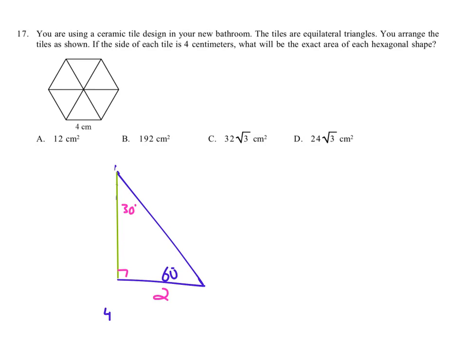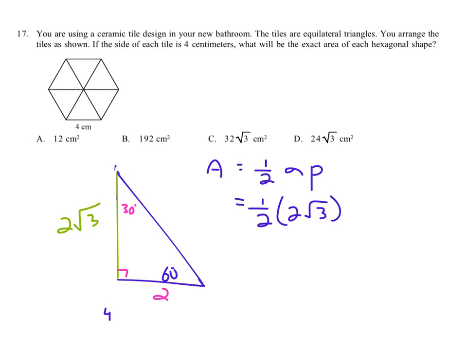Okay, and what do we know about the 30, 60, 90 right triangles? Well, if the short leg is 2, then the longer leg is 2 root 3. So now we have an apothem length of 2 root 3. And we then just need to use the formula for the area of a polygon, which is 1/2 the apothem length times the perimeter. Okay, we know the apothem length, we just figured it out, is 2 root 3. And we know the perimeter, if one side is 4 and there are 6 sides, that's 24.